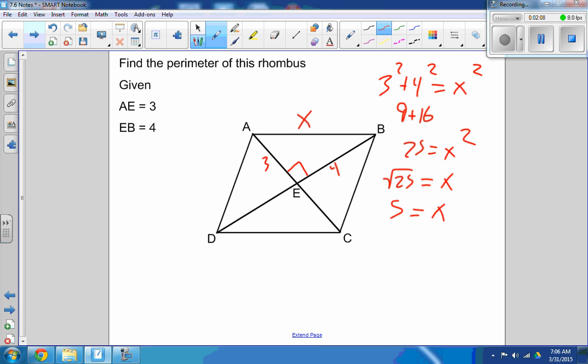So the perimeter, since each side is 5, because all four sides of a rhombus are congruent, 5 plus 5 plus 5 plus 5, the perimeter is 20.